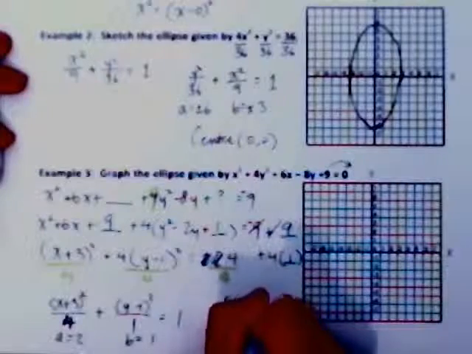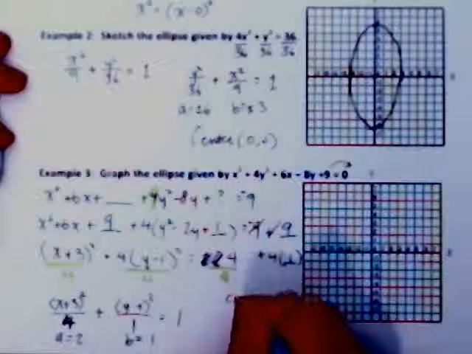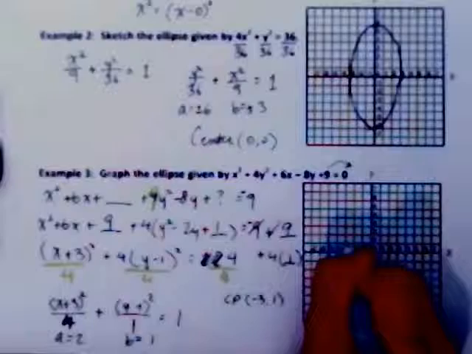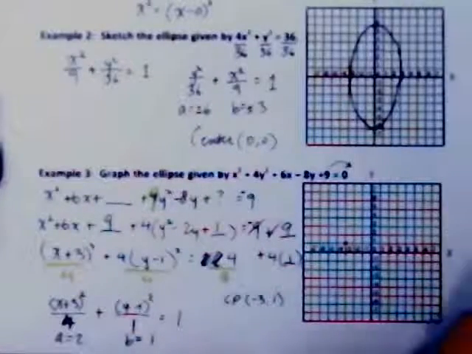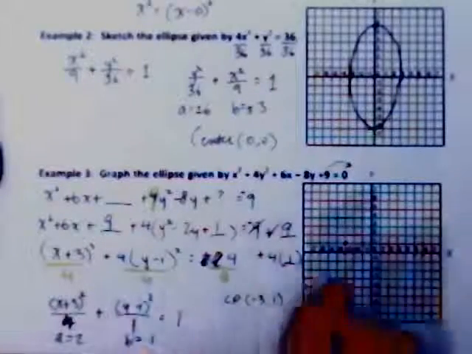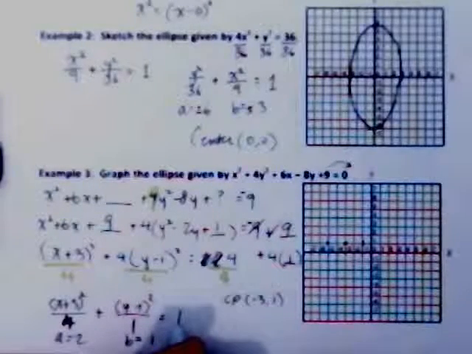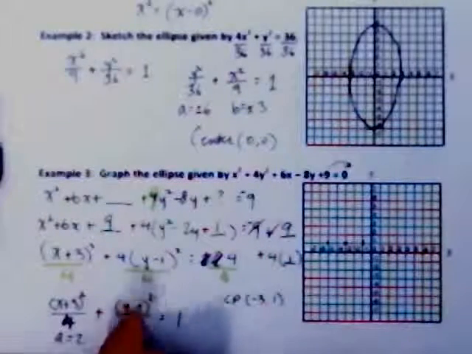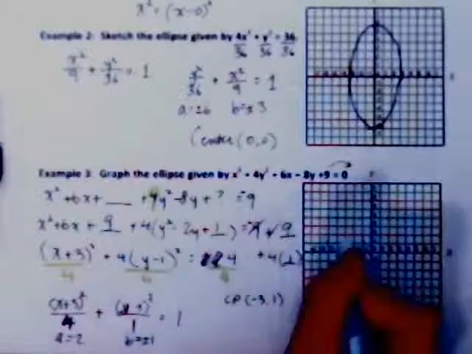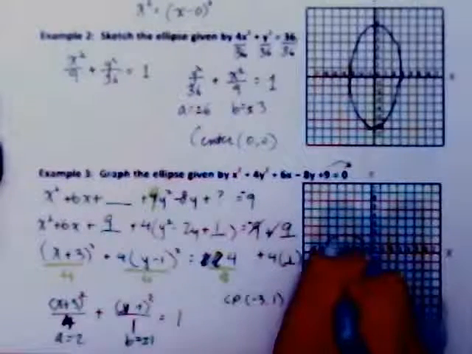My center point is the opposite of the inside, so it's going to be negative 3 and 1. So negative 3 comma 1, there's my center point. I'm going to go 2 to the right and 2 to the left because it's under the x. So 2 to the right, 2 to the left. I'm going to go plus or minus 1 in the y direction. Notice that it's under the y right here. That's how you remember that. That's going to be up and down 1 unit, and that's what this ellipse should look like.